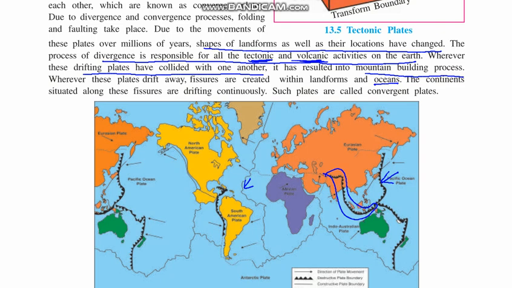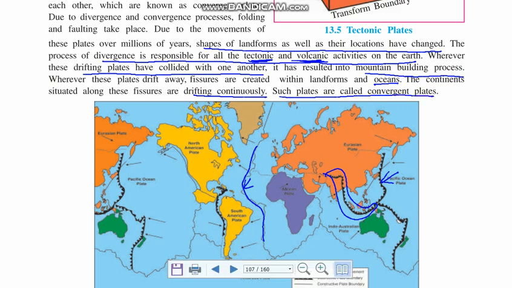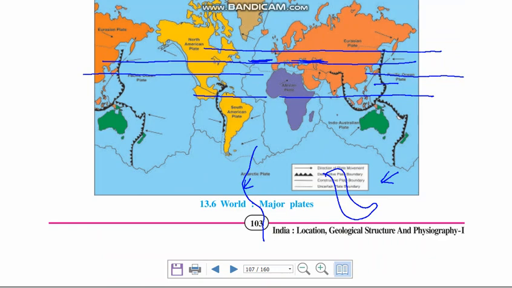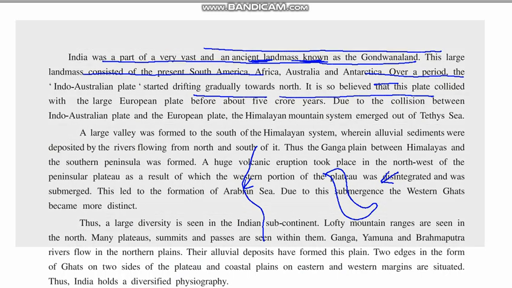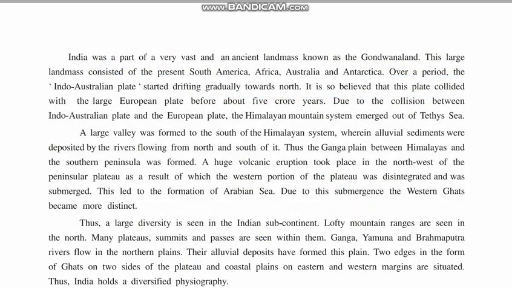The continents situated along these fissures are drifting continuously. See, the continents are moving continuously. Such kind of plates are called convergent plates. This type of plates, right? So there are three kinds of plates: convergent plates, divergent plates, right?